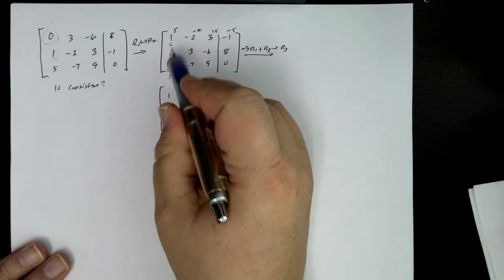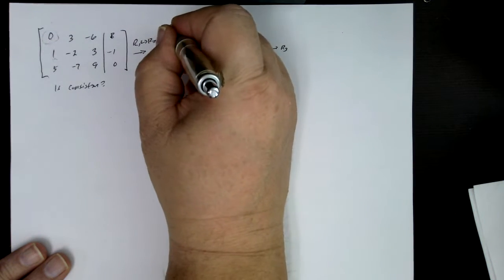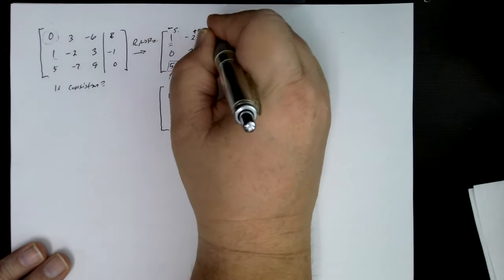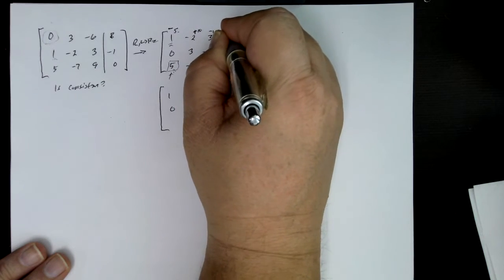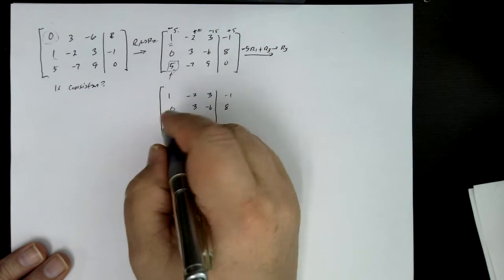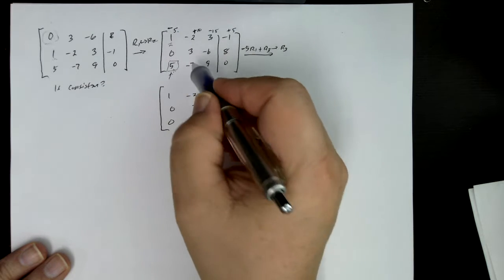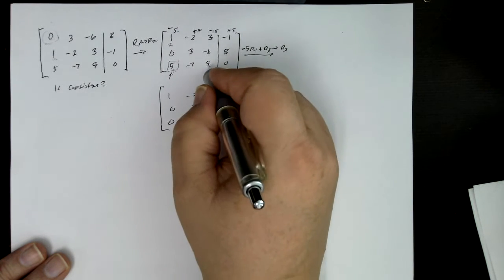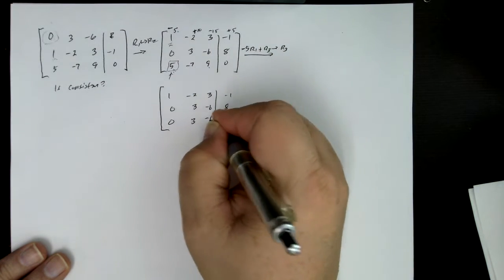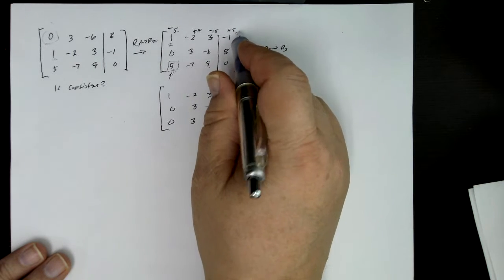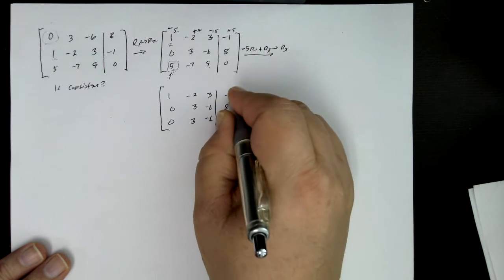And now 5, minus 5. Oops, I forgot to put my minus sign there. Put the minus signs in. Okay, now 5 minus 5 is 0. 10 minus 7 is 3. 9 minus 15 is minus 6. And 0 plus 5 is 5. Good.